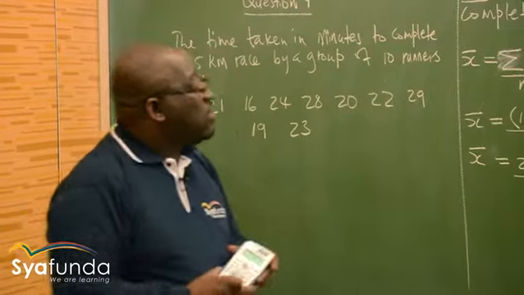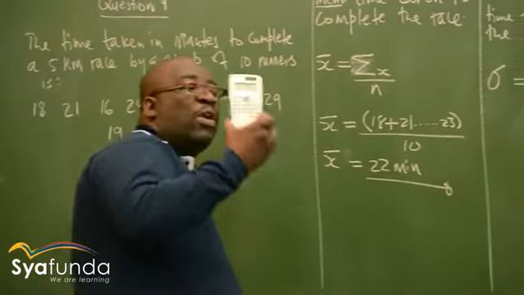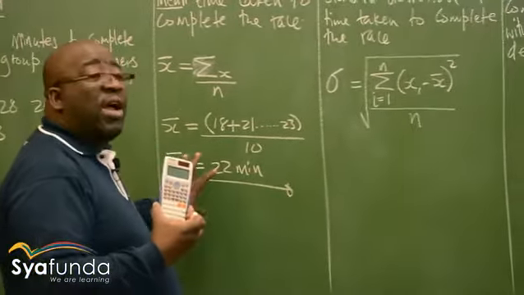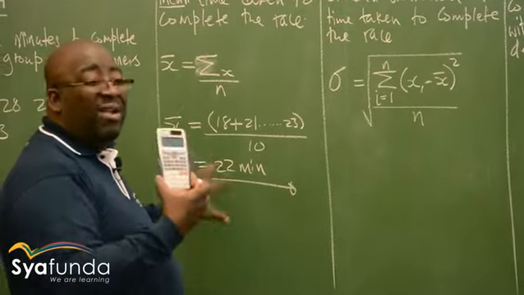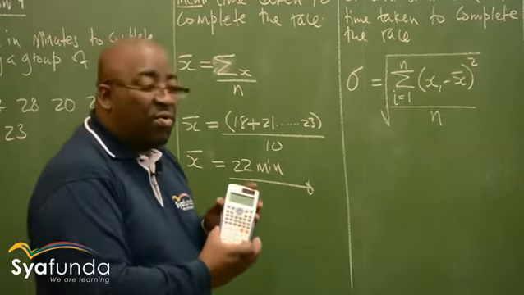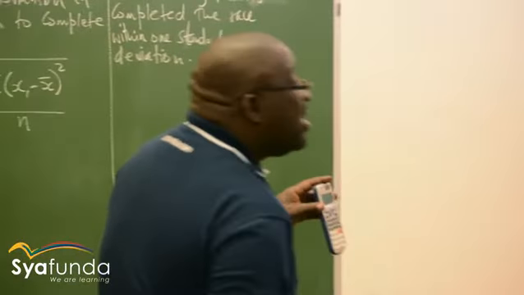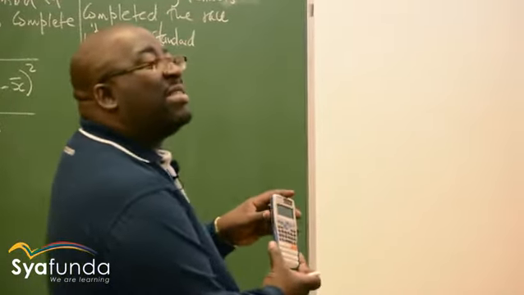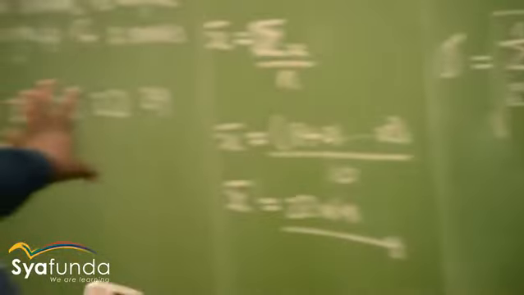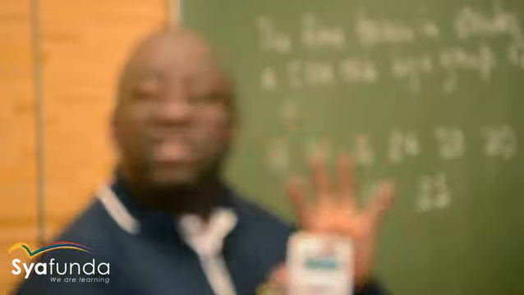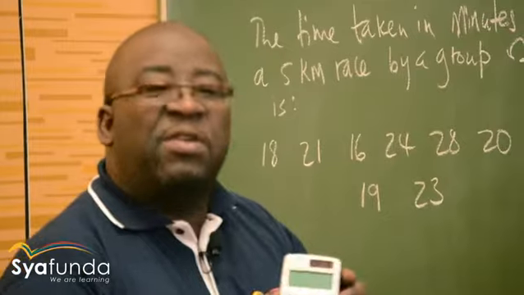Let's move on to the next question, question number 2. Once you put your X bar, don't take it out of your calculator. Leave it there. All that you need to do is just press AC. Pressing AC means that I still have the data that I've been putting there. It's still saved in my calculator, hence I'll be using it.